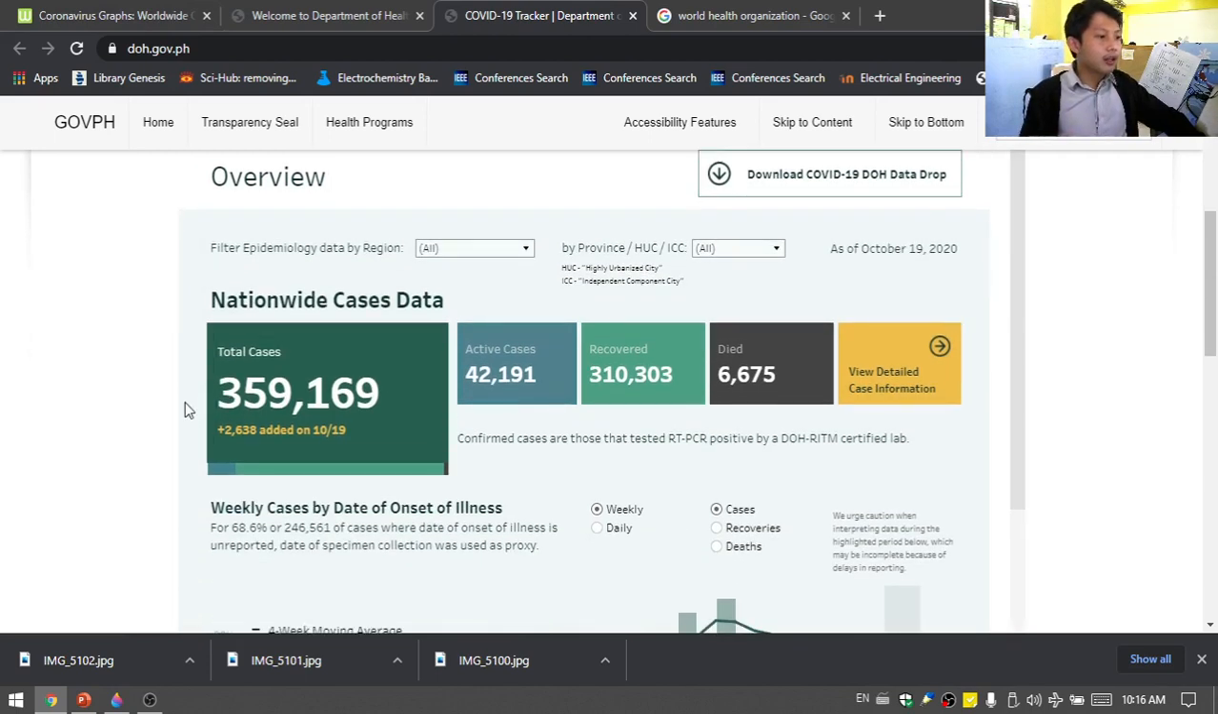So they say here 359,169 is the total cases in the Philippines. The active cases are 42,000, recovered is 310,000, and 6,675 died. Okay, the question is, is this really the actual value? No. This is not the actual value but only estimated from a certain population sample.